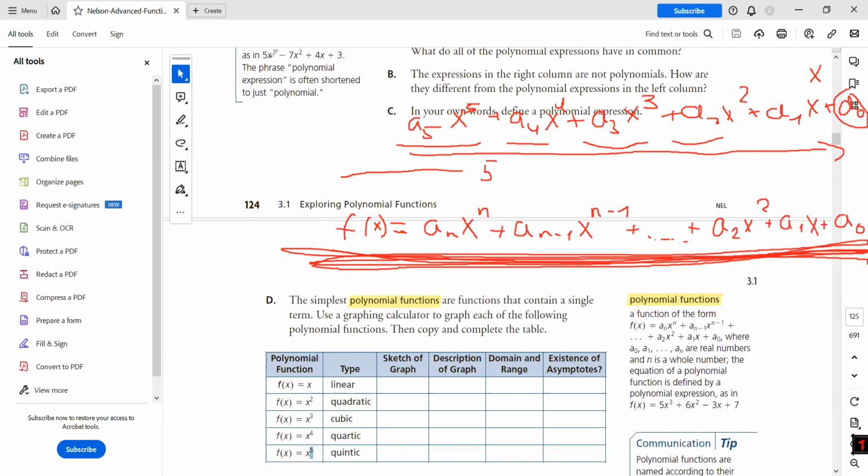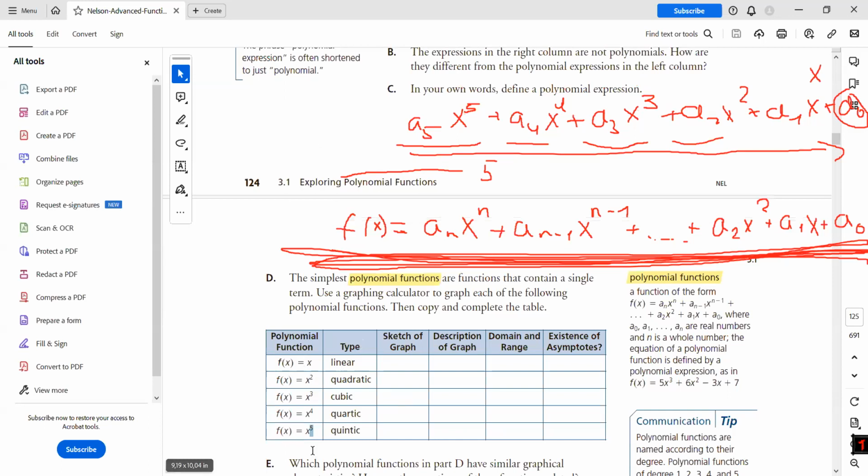For now, what I want you to do is to examine how each one of these simple polynomial functions would look like. Remember, it's the simplest polynomial function because it has only one term with the greatest exponent. First one is x, so it's a linear function, just a straight line. Second one is quadratic, which is a parabola. They're going to be like this. Then it's cubic, that looks like this.